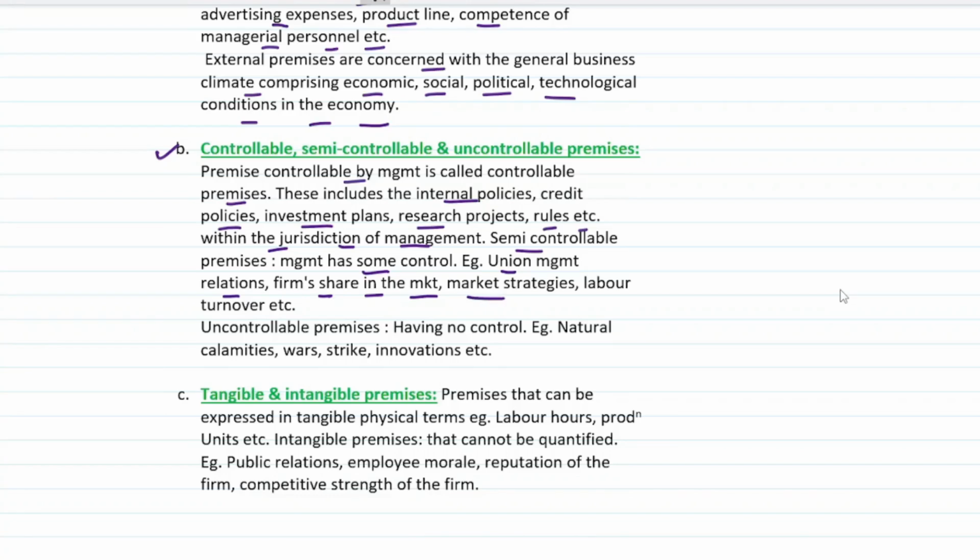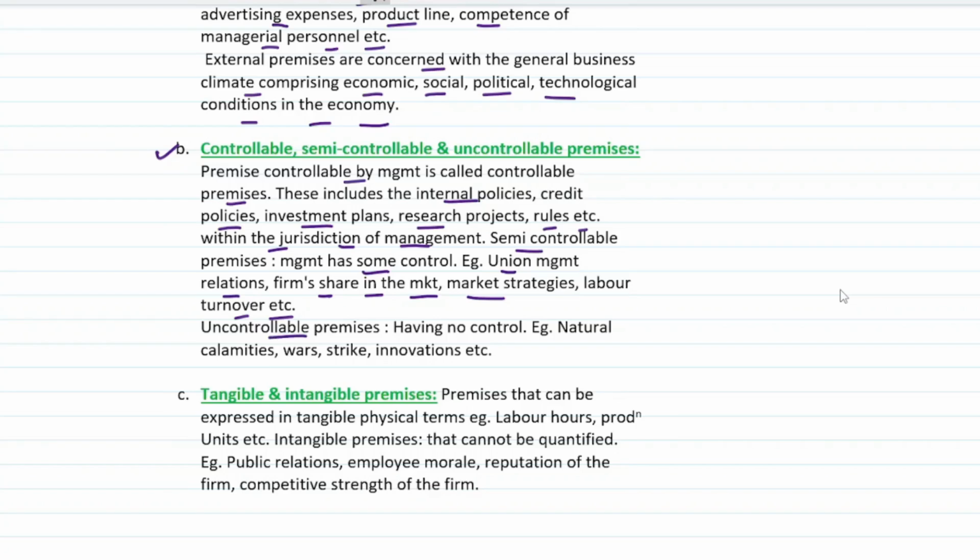Similarly, market strategies, labor turnover. Labor turnover means the number of people who are leaving the company and joining the company. So if someone wants to resign, maybe you can convince them to stay back, but then if he doesn't intend to, then what do you do? So it is basically semi-controlled by you.